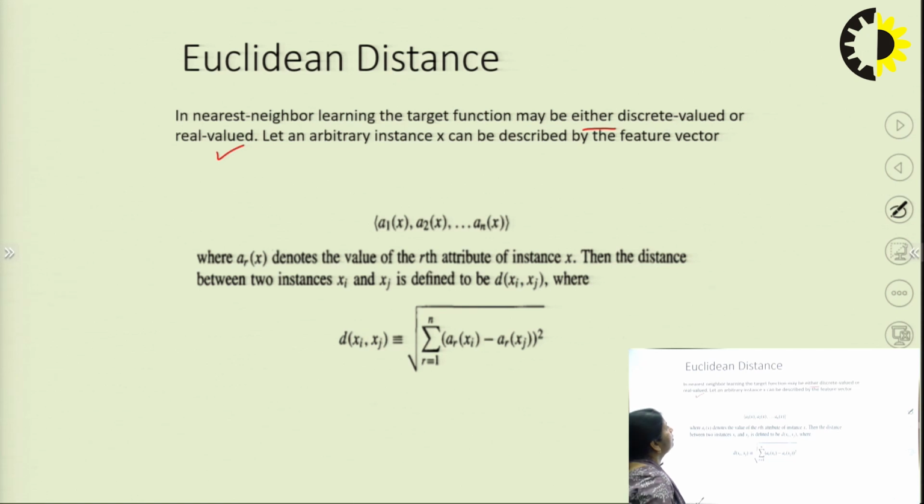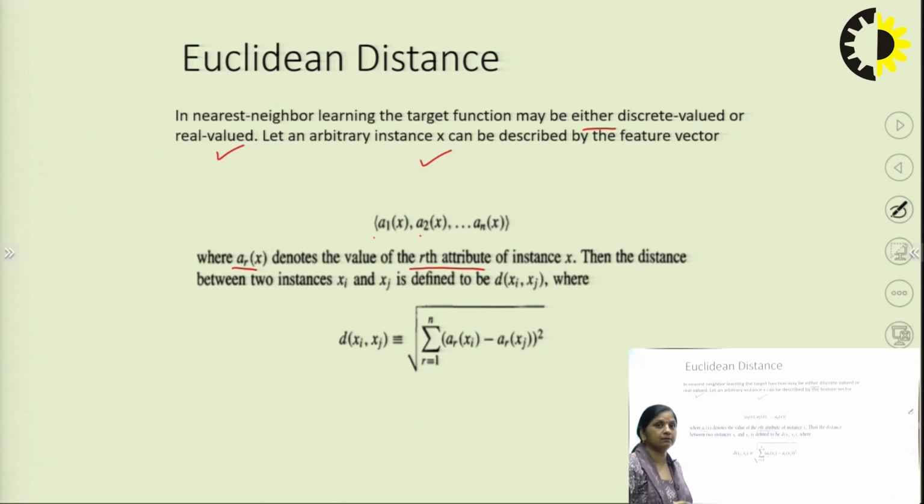So what is our instance? How to find the Euclidean distance? Let my instance be x and let it have the feature vector a1(x), a2(x), ..., an(x). What is a1(x)? a1(x) is the first attribute, that is, a1 of instance x. So ar(x) denotes the value of the rth attribute of the instance x.